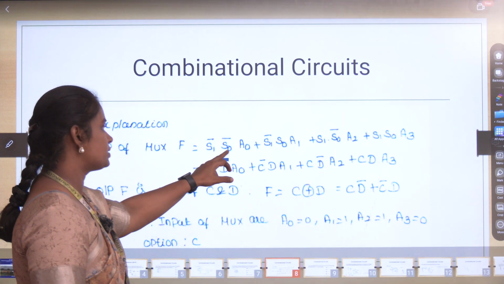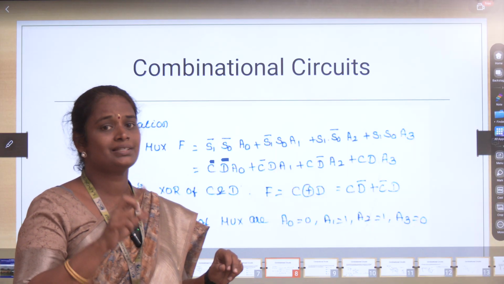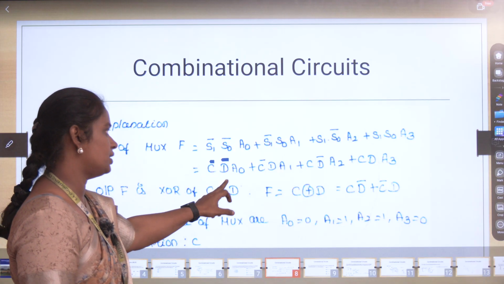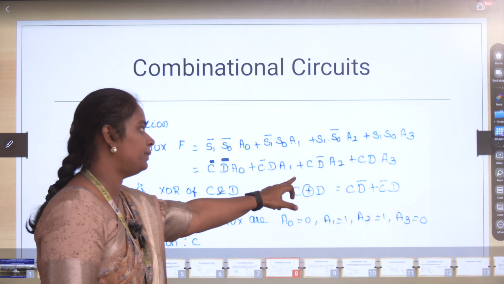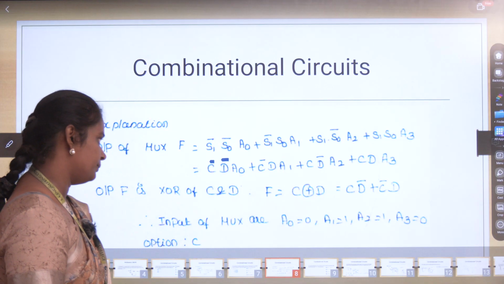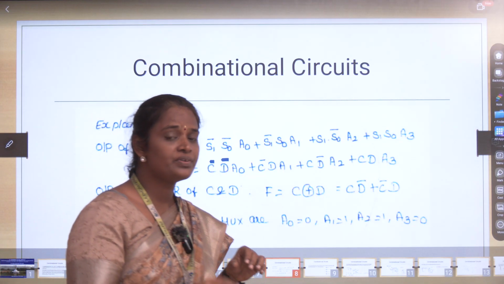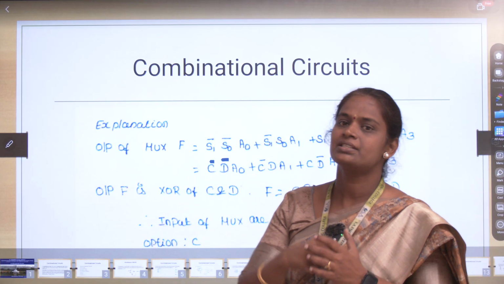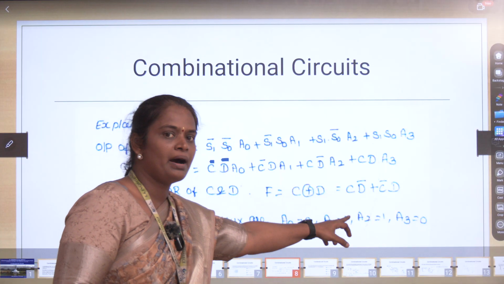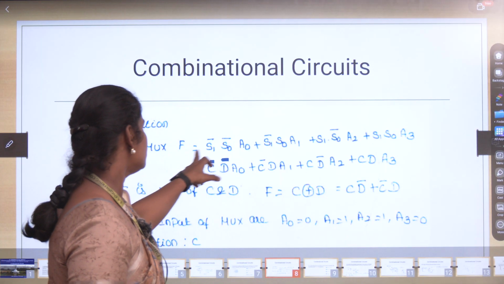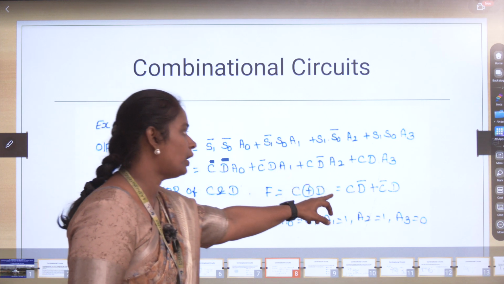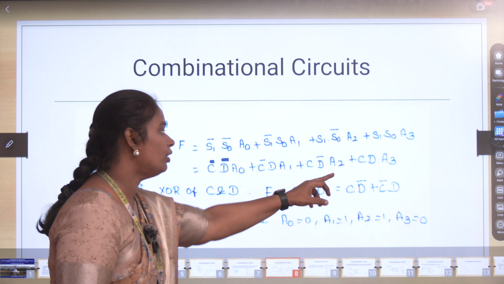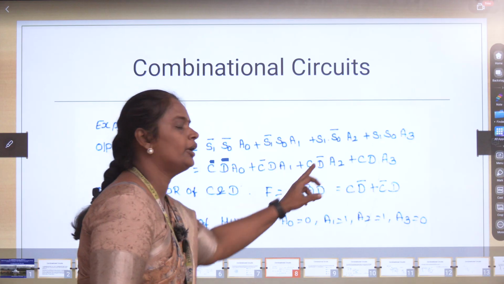Here S1 and S0 are named as C and D, so S1 bar is C bar and S0 bar is D bar. F equals C bar D bar A0 plus C bar D A1 plus C D bar A2 plus C D A3. But in this question, F is the XOR of C and D. XOR of C and D means the output is C D bar plus C bar D. So in the output of this multiplexer, you have to get only C D bar plus C bar D. It means A0 and A3 will be 0, and A1 and A2 will be 1.